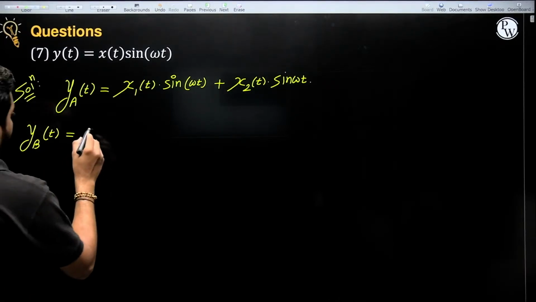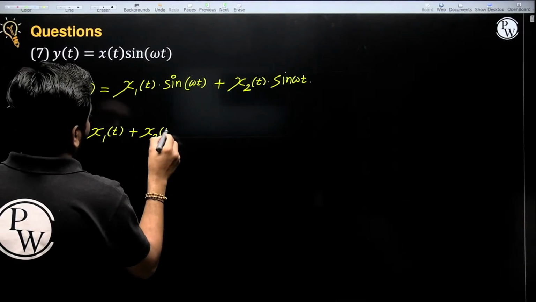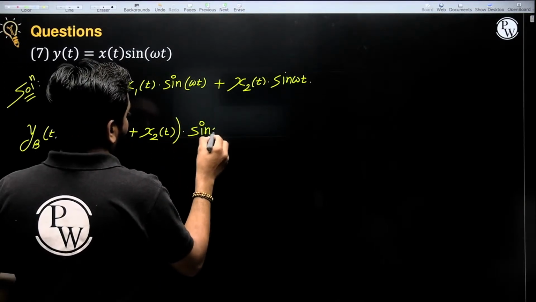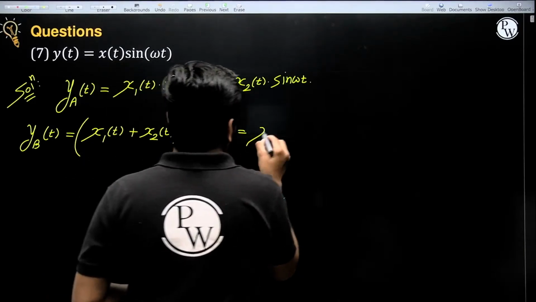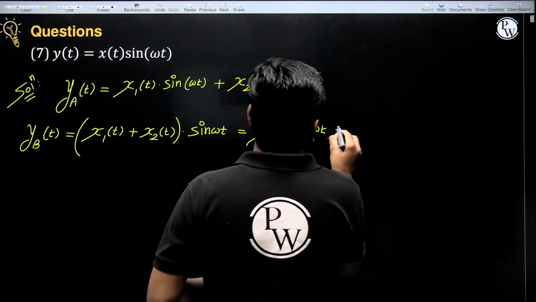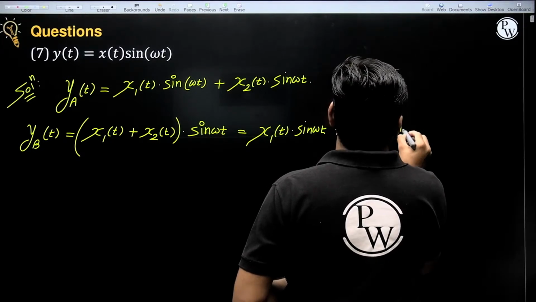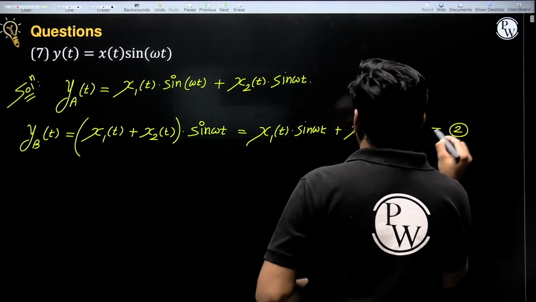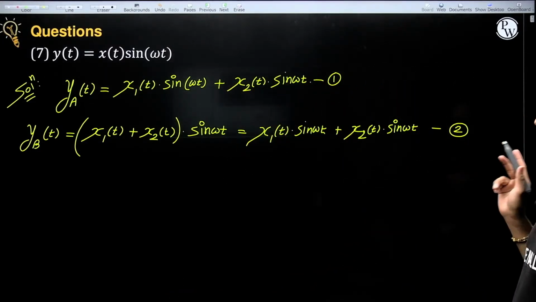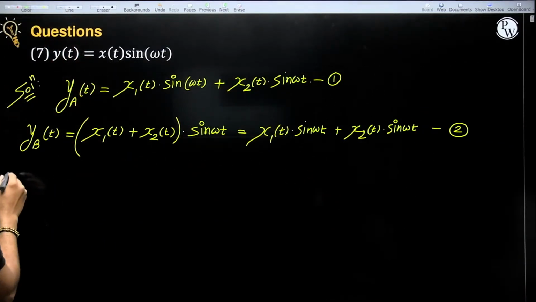So it will be x1 of t plus x2 of t, times sin omega t, which is x1 of t sin omega t plus x2 of t sin omega t. Now, this is number 2 and that was number 1. Check, are they the same or not? Yes, they are equal. So it satisfies the superposition theorem. Correct?